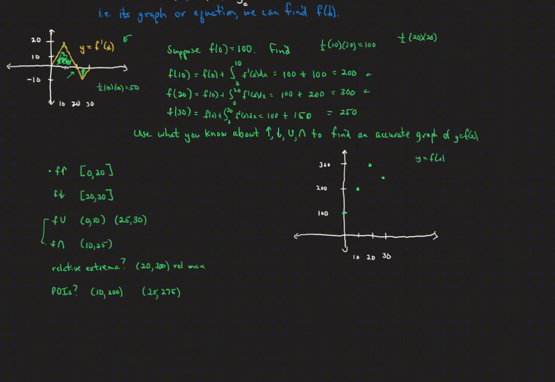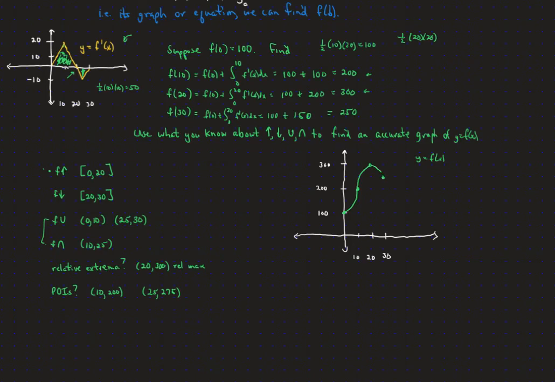So we know that our graph is going to be increasing and concave up from 0 to 10. So it's going to do something like that. Then at 10, it's going to switch to being concave down, but it's going to continue to increase until we get to 20. Then it's going to decrease, but stay concave down until we get to 25.